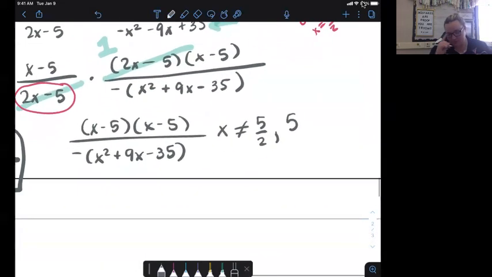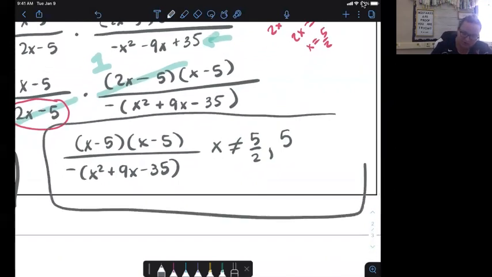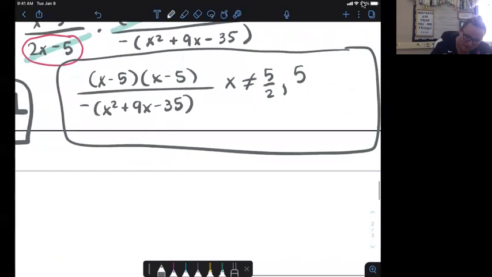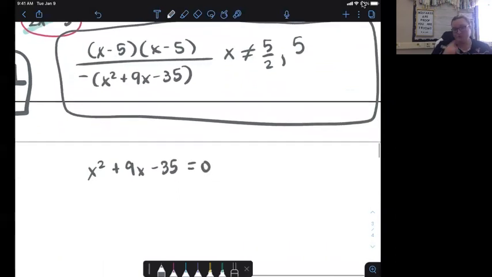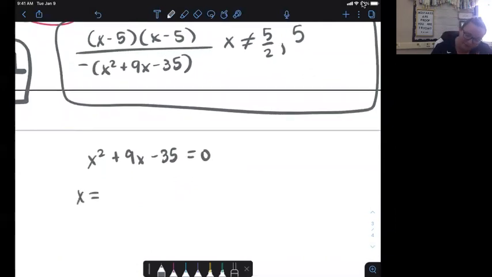And then we also need to see if there are x values that will make x squared plus 9x minus 35 0. So we're going to have to do a little extra work on this problem. X squared plus 9x minus 35 equals 0. So we can solve this a whole bunch of ways. Well, we can't factor it. So we could solve it by completing the square, or we could plug it into the quadratic formula, which is what I'm going to do.